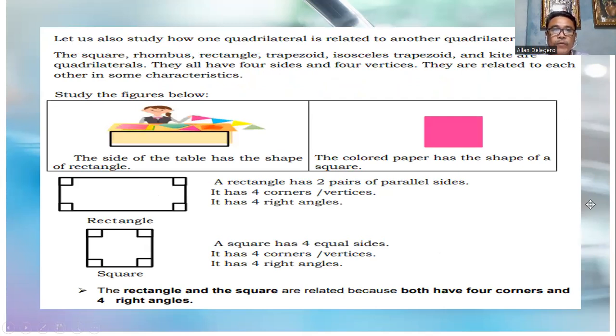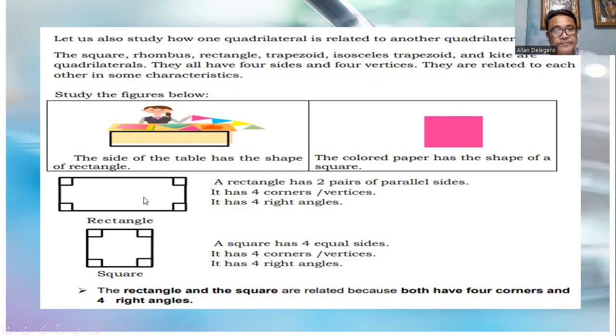Let us also study how one quadrilateral is related to another quadrilateral. The square, rhombus, rectangle, trapezoid, isosceles trapezoid, and kite are quadrilaterals. They all have 4 sides and 4 vertices. They are related to each other in some characteristics. Study the figure below. The side of the table has the shape of rectangle. Now, this is the side of the table. Then the colored paper has the shape of a square.